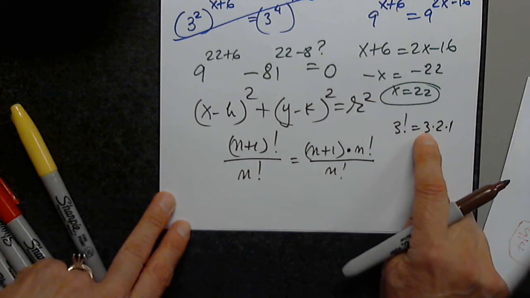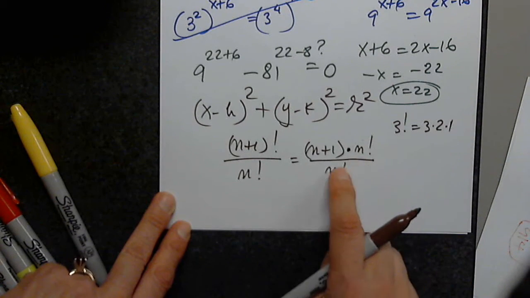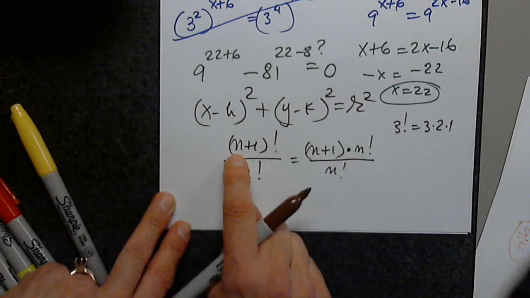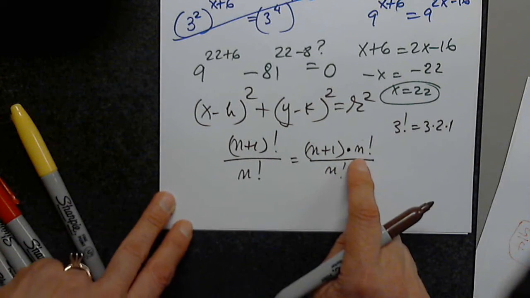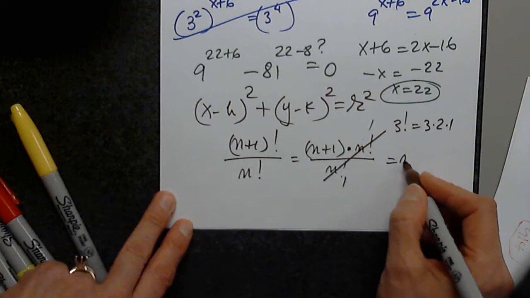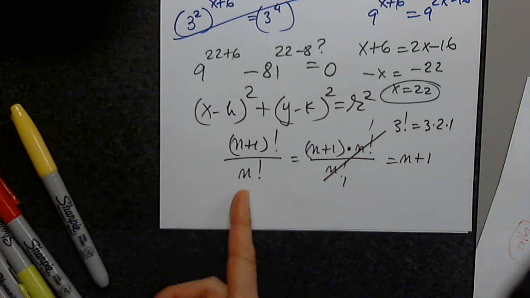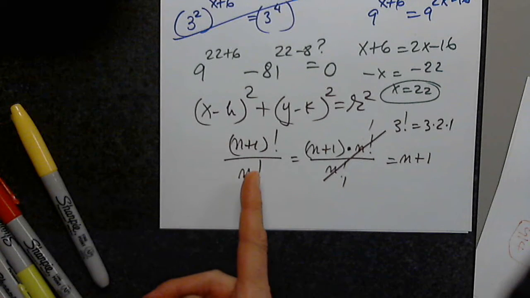So I wrote the 3, and then I stopped at 2 factorial. Why did I stop at n factorial? From n plus 1, I subtracted 1 and I got n factorial, because I can simplify this. So the simplified form is n plus 1. Why wouldn't it cancel out? Because you want to stop at n factorial because of the denominator.